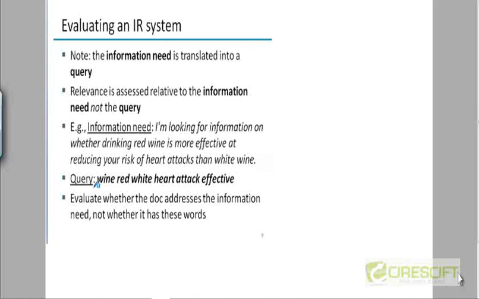Now, a user could submit a query like wine, red, white, heart attack, effective. Okay, so just by looking at the query itself, it's not clear that this is the information need. So what you'll need to do is evaluate the document with respect to the query, not with respect to the information need, even though the most accurate measure of relevance is with respect to the information need.